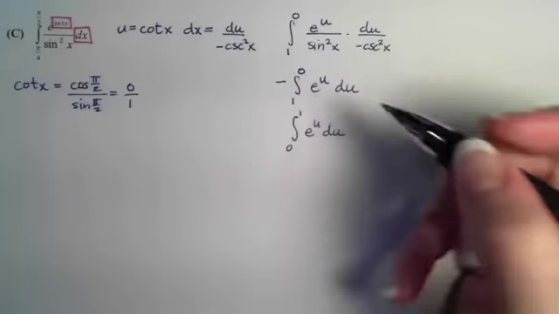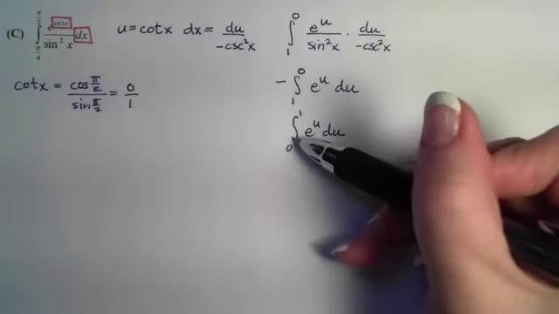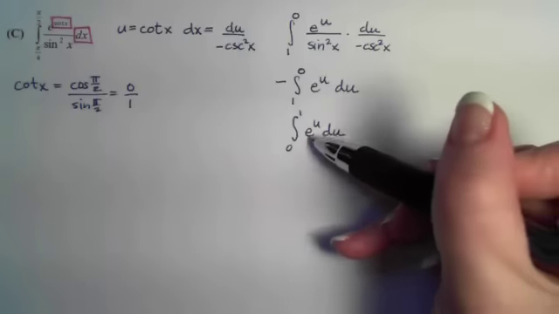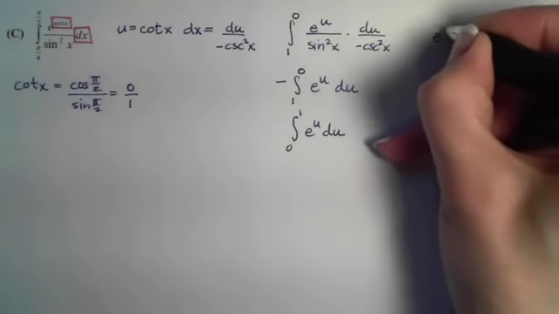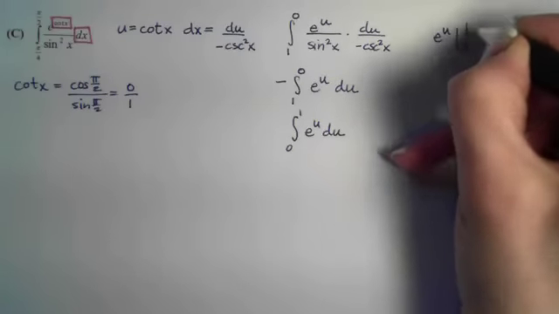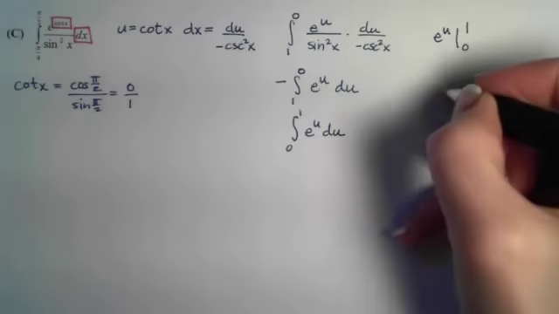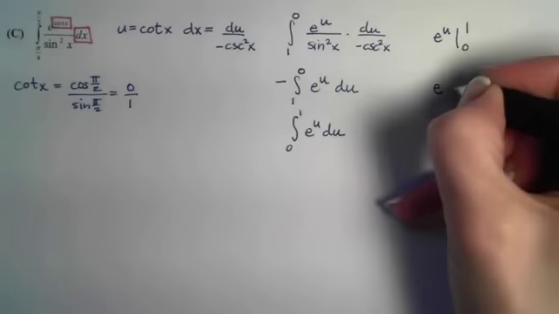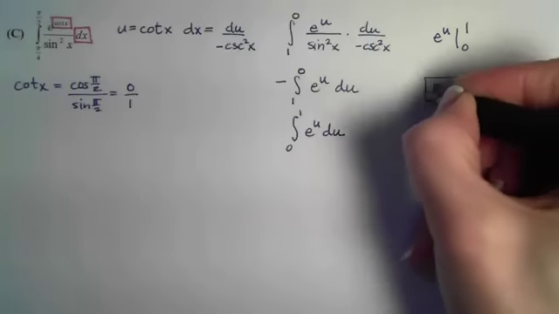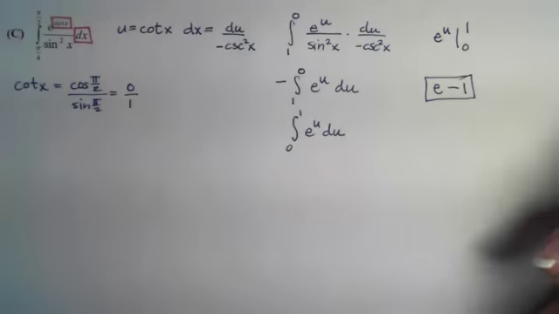So now we're ready to answer the question posed by that symbol. What did I take the derivative of with respect to u that gave me e to the u? Well, that's just e to the u from 0 to 1. If I plug in a 1, I get e. If I plug in a 0, I get 1. So my answer is e minus 1.